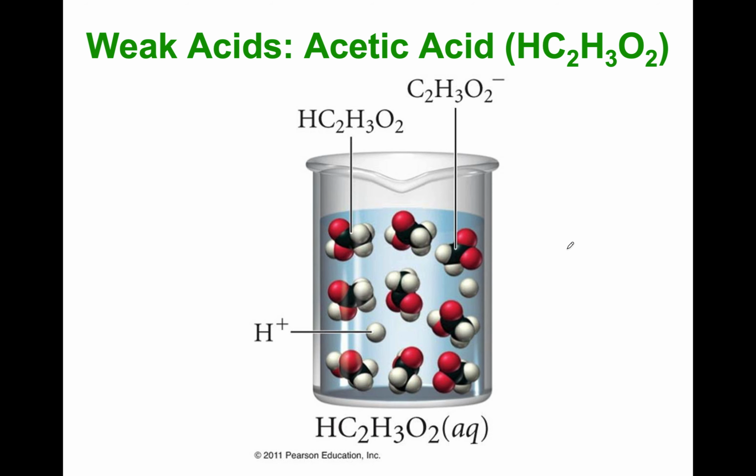Another example of a weak electrolyte and a weak acid is acetic acid. This acetate is one of your polyatomic ions. Put an H in front of it, and it's acetic acid. This is mostly molecules, with very few ions going on here.